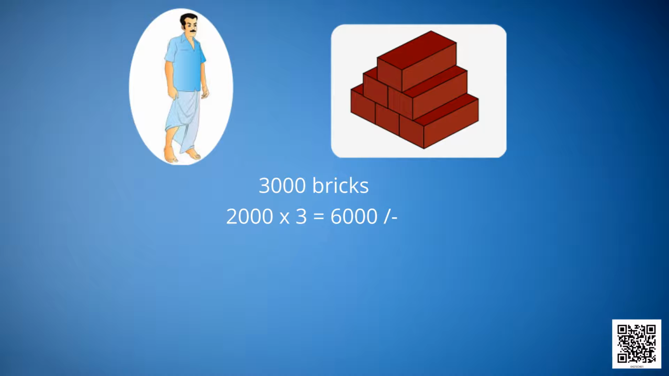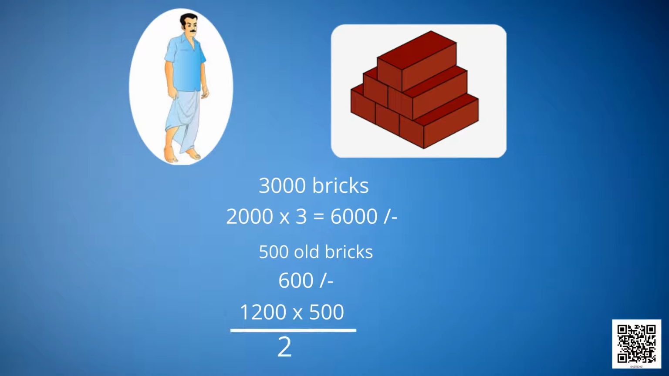Guess what he will pay if he buys 500 old bricks? Try to solve it. Yes, tell me how much? He will have to pay 600. It means 1200 multiplied by 500, then the answer will be divided by 2. It comes out to be 600.